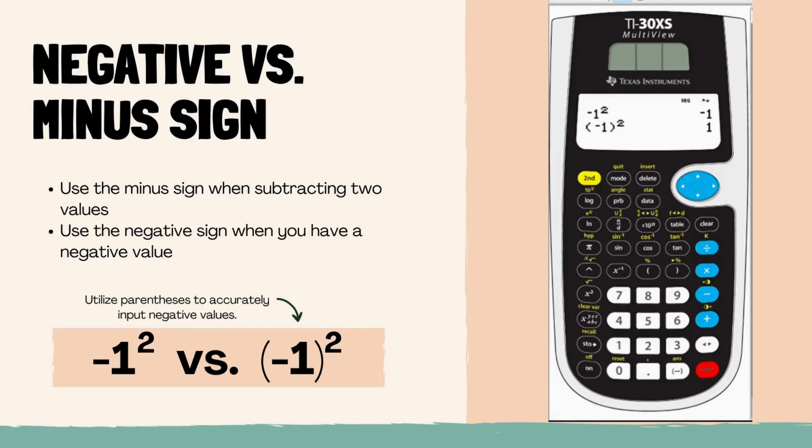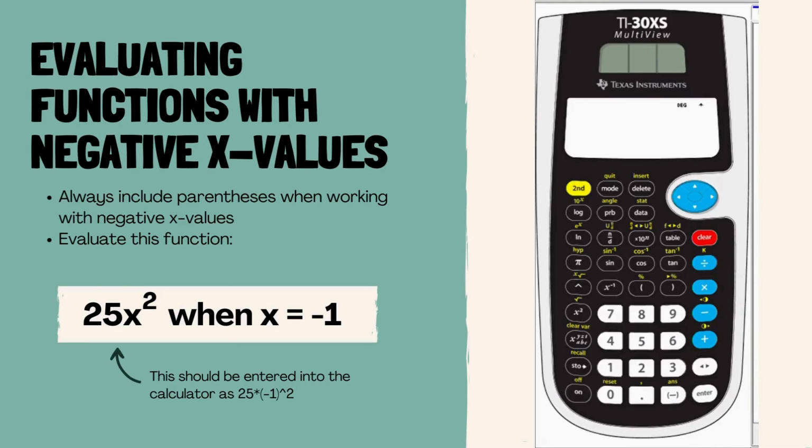So that was an example of how the negative versus the minus sign, knowing the difference between those two, can be very beneficial. Now that we have an idea of when to use the negative versus the minus sign, let's practice solving an equation with a negative x. So this equation is 25x squared when x is equal to -1.